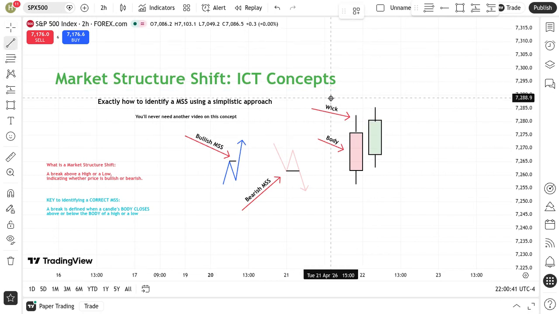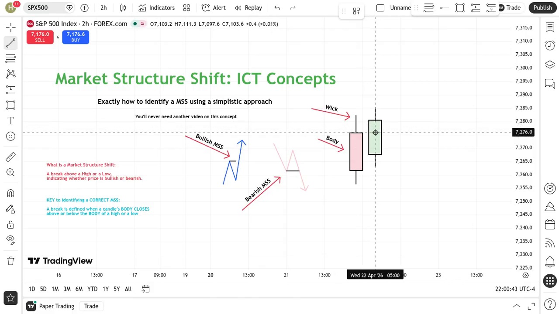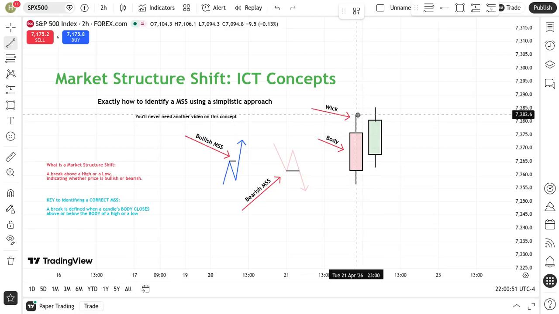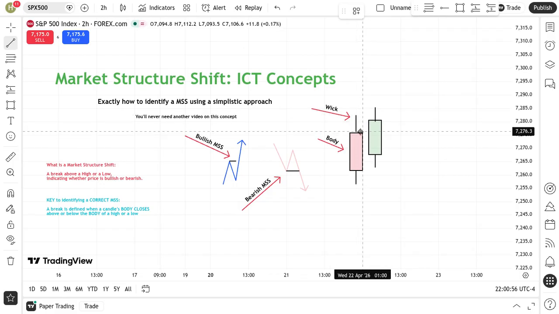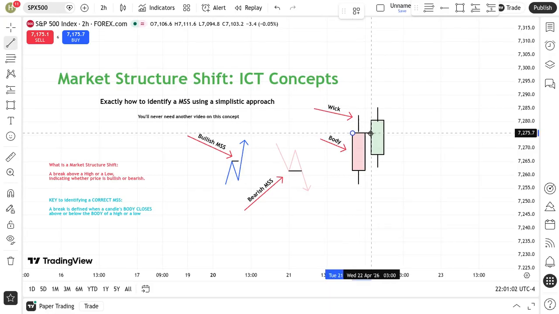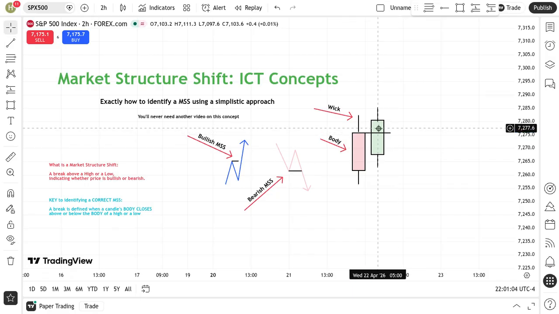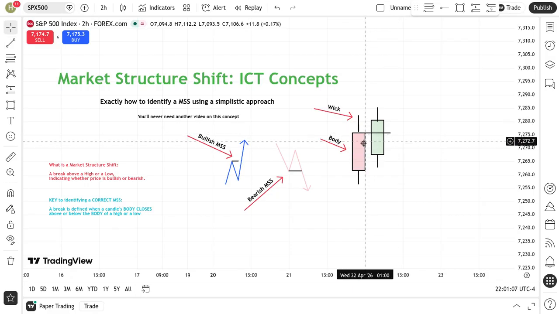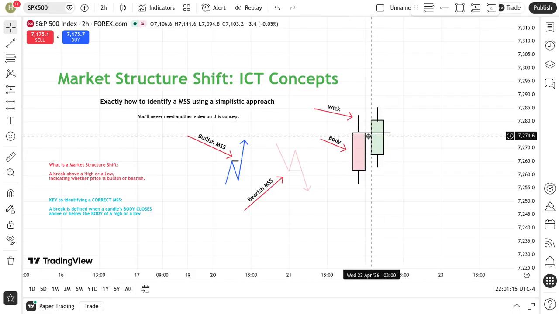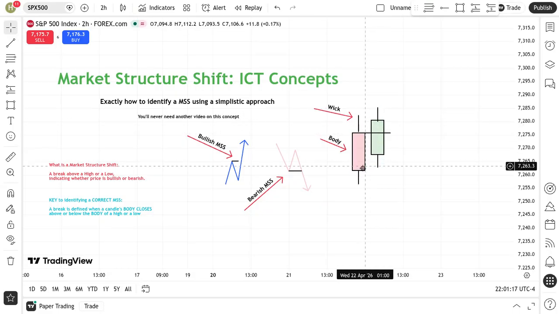So if we look here, we see this green candle and this red candle. This green candle closes above the previous candle's body, but it does not close above the wick. So it is only necessary for price to close above the body for it to be a market structure shift, as we can see here. And I'll just draw a line out so it's easier. You can see this next candle closes above the body of the previous candle. So if this red candle was our high, this green candle broke above the body of that high, then that is a valid market structure shift.